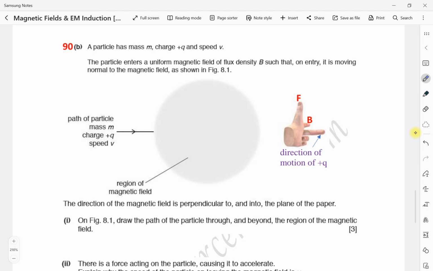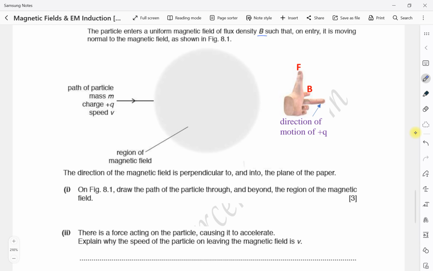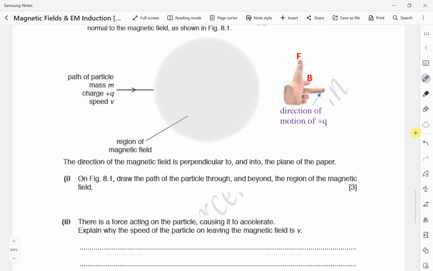The particle has mass m, charge positive q, and speed v. The particle enters a uniform magnetic field of flux density B such that on entry it is moving normal to the magnetic field as shown in the figure. Okay, so on entry it is moving perpendicular to the magnetic field. The direction of the magnetic field is perpendicular to and into the plane of the paper. On the figure 8.1, draw the path of the particle through and beyond the region of the magnetic field.